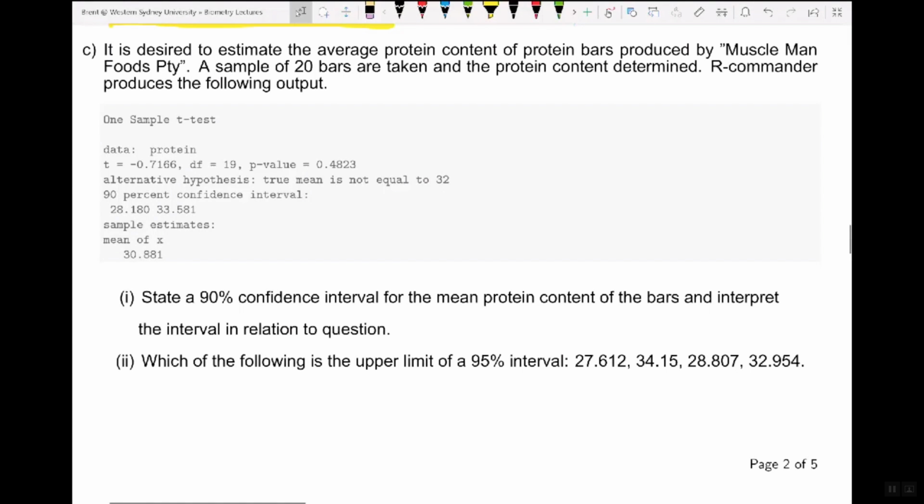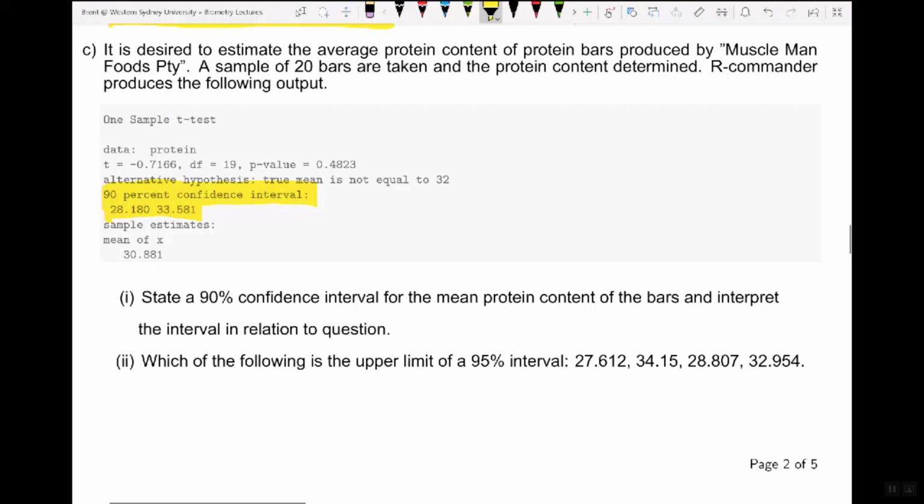So in the output, you just need to dial in on this one here. It already says 90% confidence interval. If it didn't say that, you wouldn't even have enough information to work out a 95 or a 99%. Whatever percentage they gave you is going to be the percentage in the output, a 90% confidence interval. So all we need to do is quote those numbers. State the 90% confidence interval for the mean protein content.